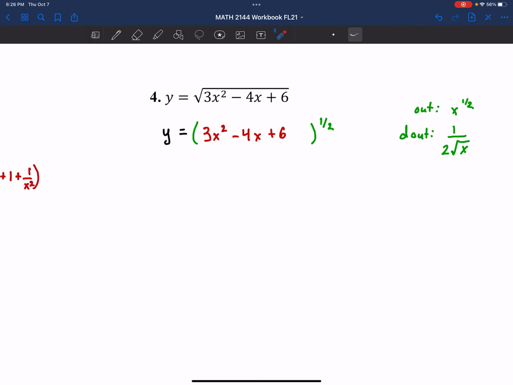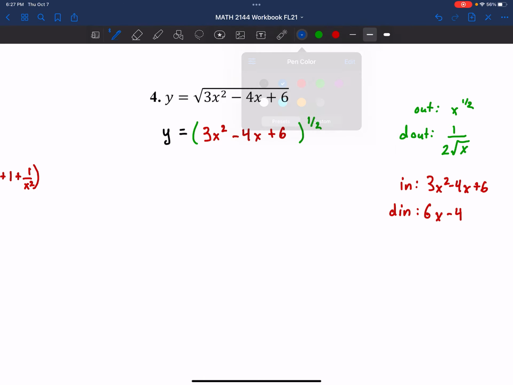So just to have that for reference, I'll do this off to the side. The inner function is 3x squared minus 4x plus 6. So then the derivative of the inner function is going to be 6x minus 4. So with the setup done, let's go ahead and take the derivative.